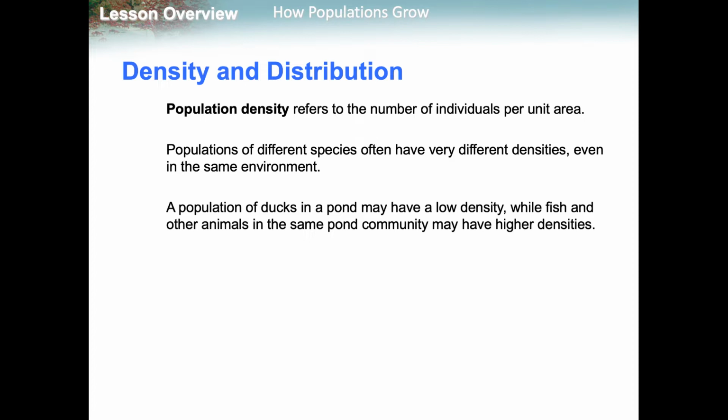So population density refers to the number of individuals per unit area. That means how many individuals are grouped together versus how many are spread apart. Different species often have very different densities. So you can have a high number of snails in one given area versus frogs. Frogs would be a lot fewer than snails in that area, even though it's the same environment.